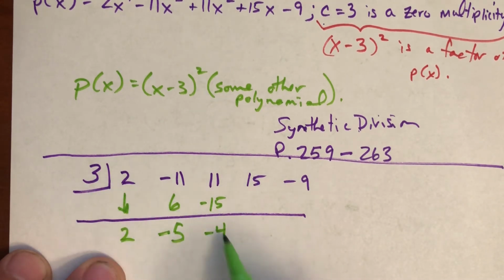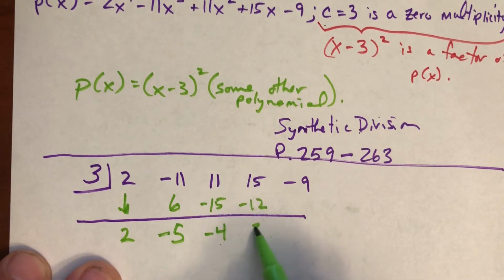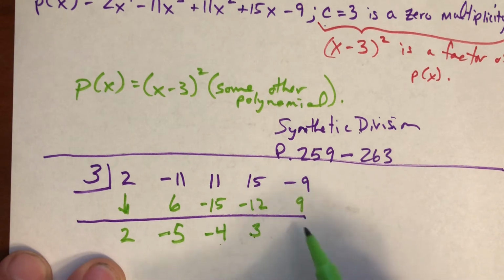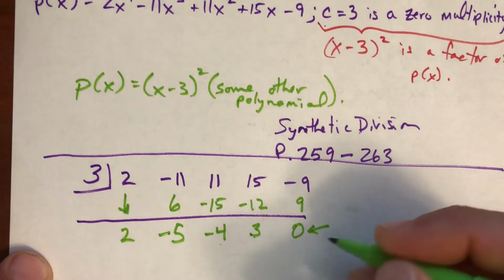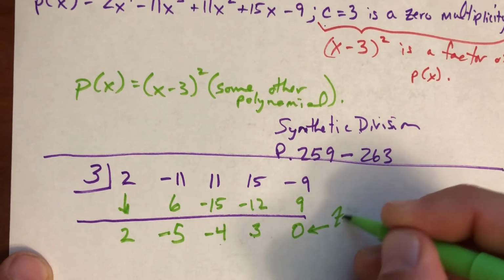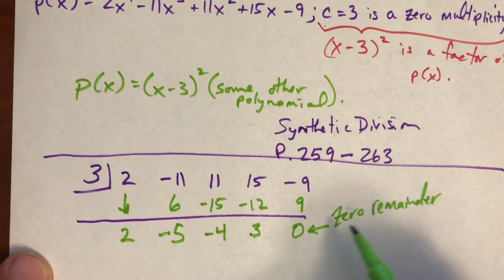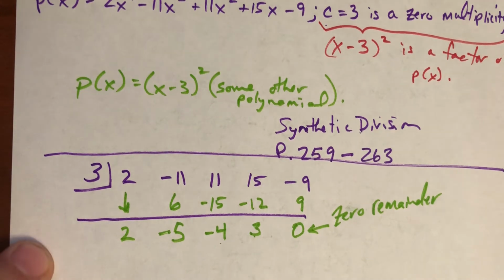Then 3 times negative 4 would be negative 12. We add, we get 3. And then we do 3 times 3 is 9. And we add, and we get 0. And this is what we expected, because c equals 3 is a zero. That means that there's going to be a zero remainder when we divide. And this is from the factor theorem, or I guess the remainder theorem, maybe the combination of the two.